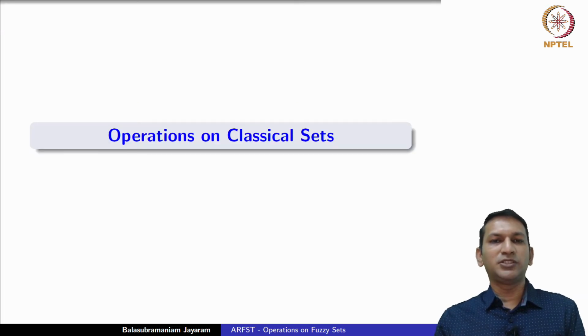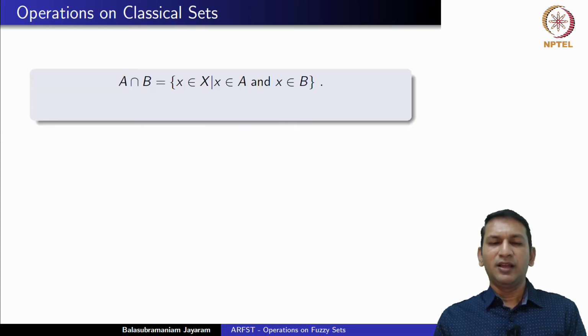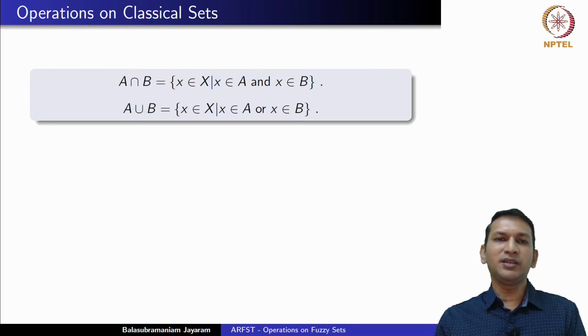Let's look at operations on classical sets. We know that given a pair of classical sets, we could discuss the intersection between them. We know this is the usual definition of the intersection between any two sets. A intersection B consists of all those elements in X which belong both to A and B. And if you're looking at the union or the disjunction of two sets, then we say it consists of all those elements in X which either belong to A or to B or to both.